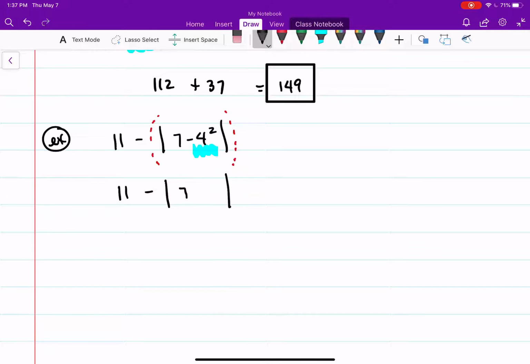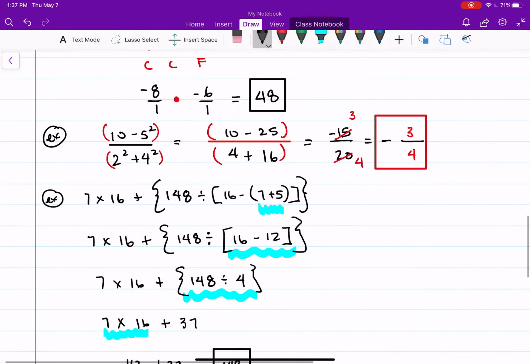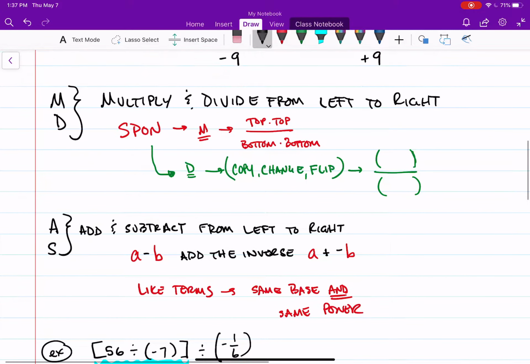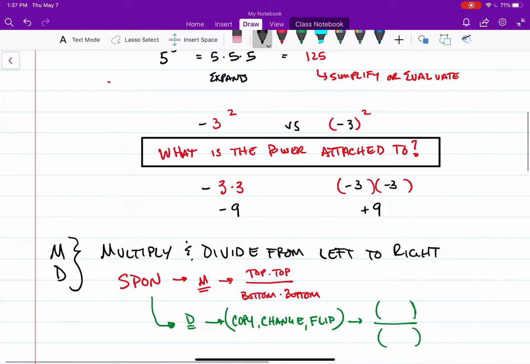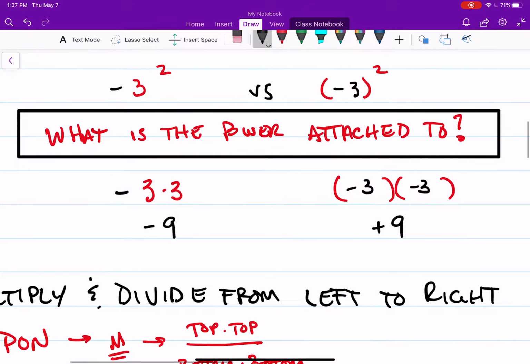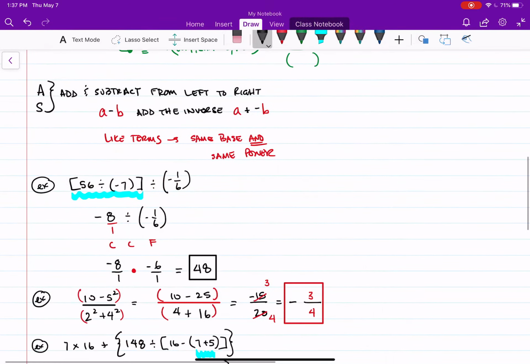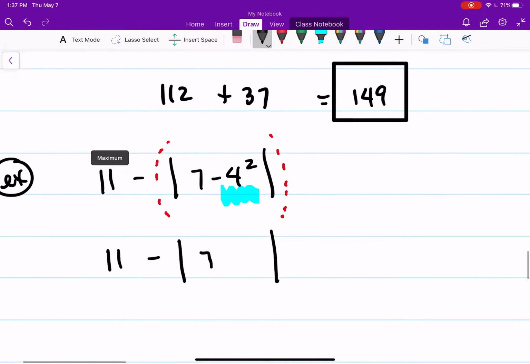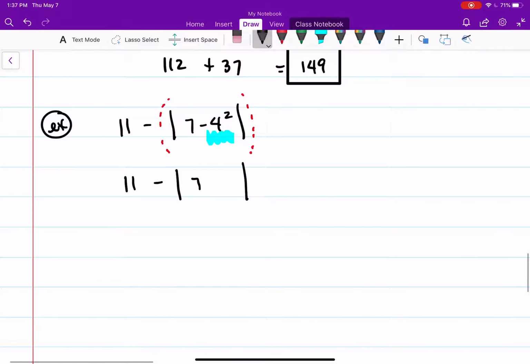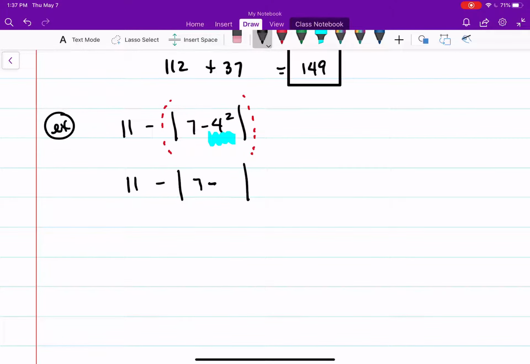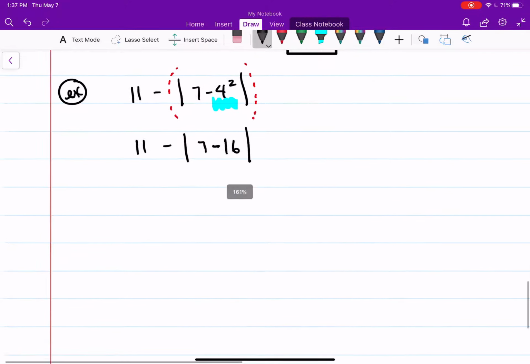Okay. So if we go back to the exponents, we said, what is the power attached to? If you look here, what is the power attached to? Is it attached to a parentheses? No. Is it attached to the 4? Yes, it is. So that means the negative is still there, so it's just the 4 being squared, which is 16. So there's that part.